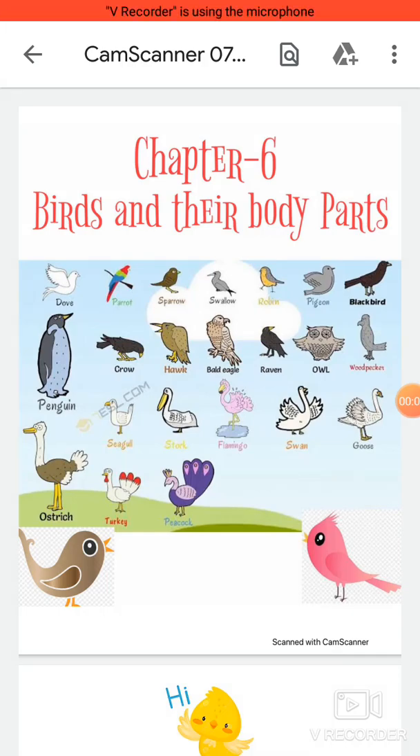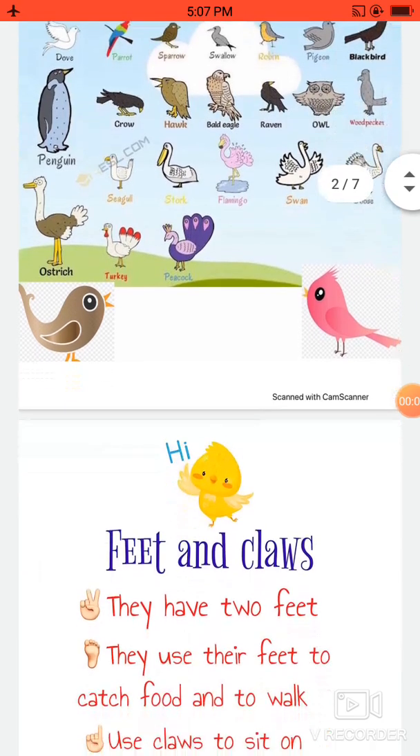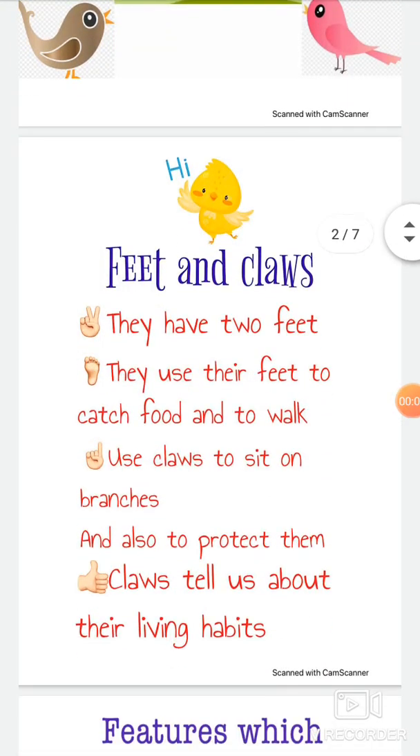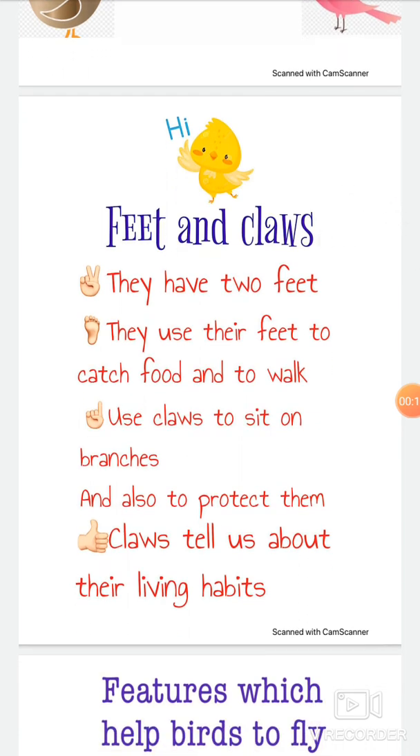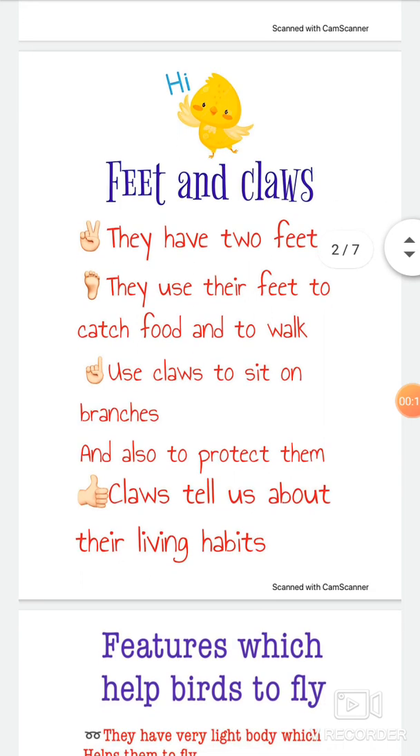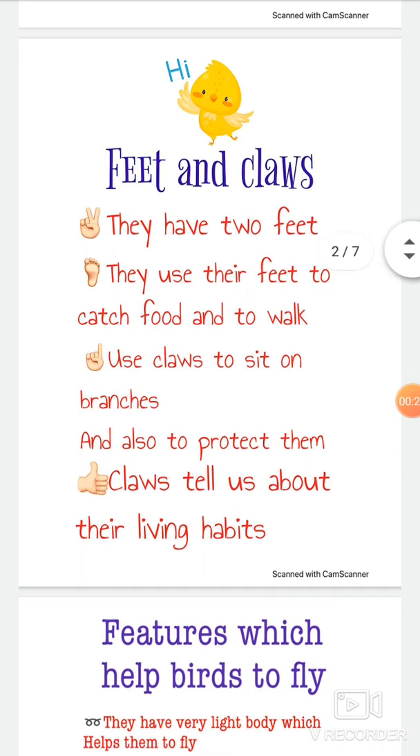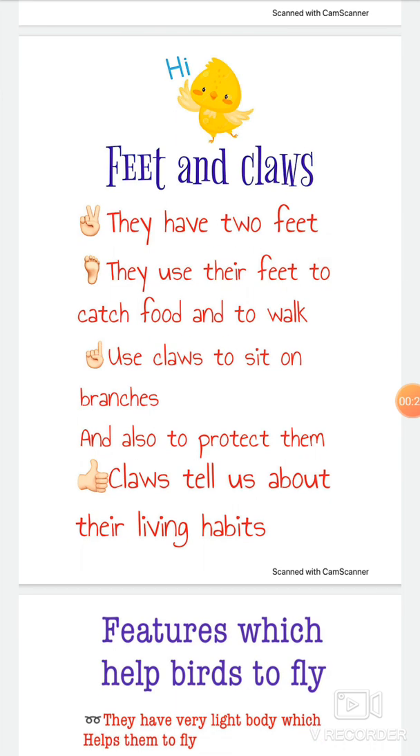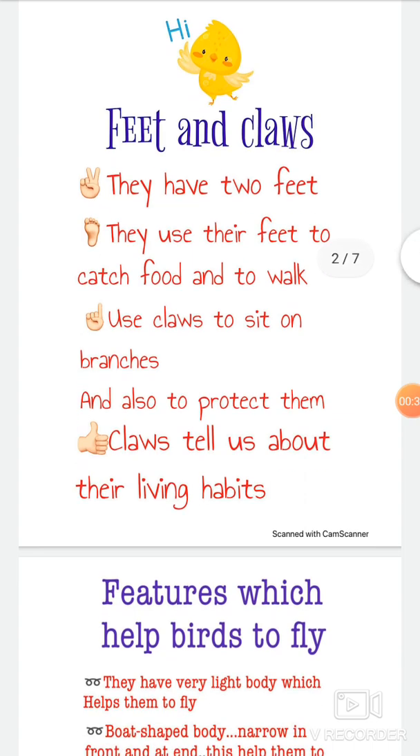Students, yesterday we read about types of beaks. Today we are going to move further. So, first of all, there are feet and claws. Birds have 2 feet and they use their feet to catch their food and to walk, and they use their claws to sit on the branches or on the ground and to protect themselves also. This way we can see their living habits also through their claws.